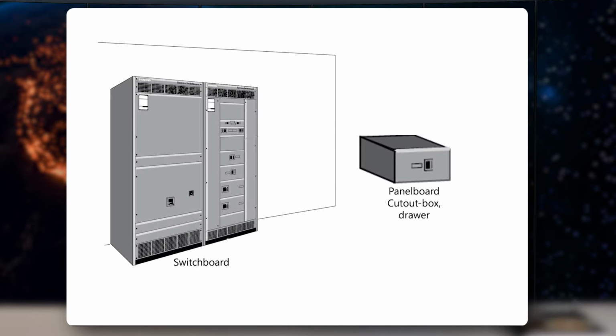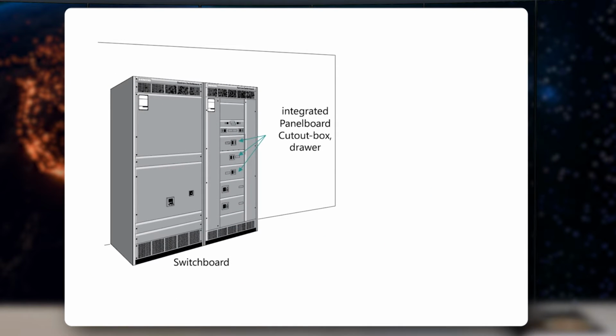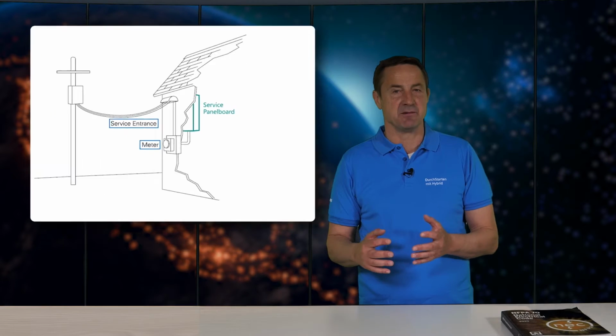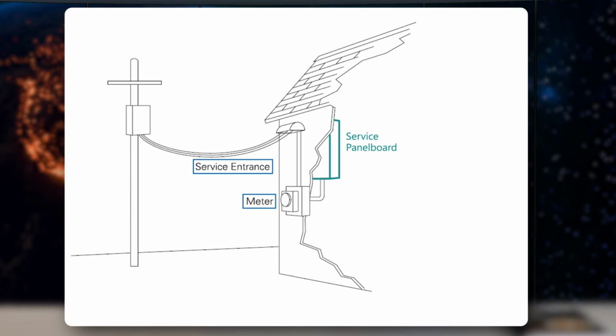Optionally, built in a special style frame like drawer or cut-off boxes, these specific panel boards can be integrated in other freestanding electrical cabinets like switchboards, which we will talk about later. A panel board is also able to get its input power directly from the utility energy company via the well-known service entrance and energy meters. That is very common in family houses all over the country. In this case, the panel board is often the only panel board in the house, and it is named a service panel board.